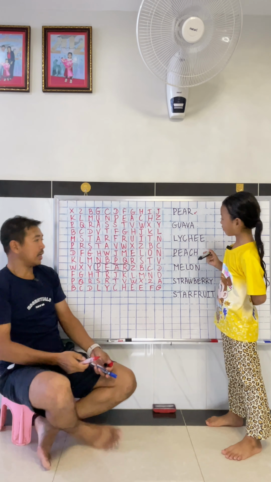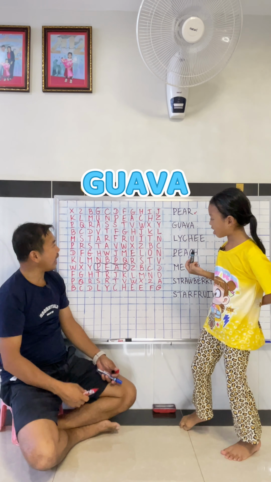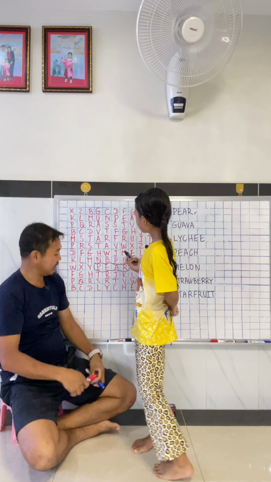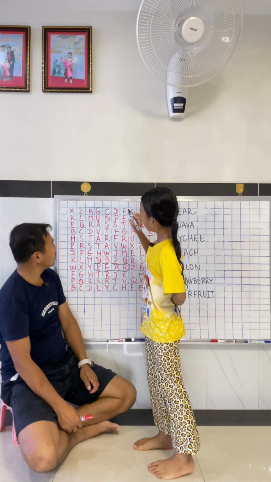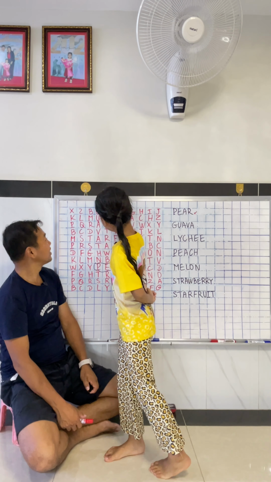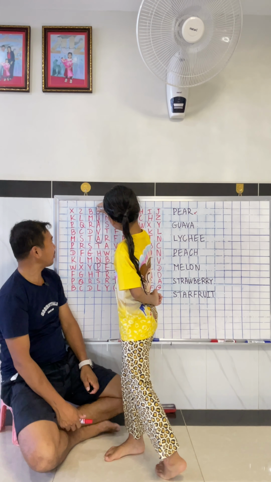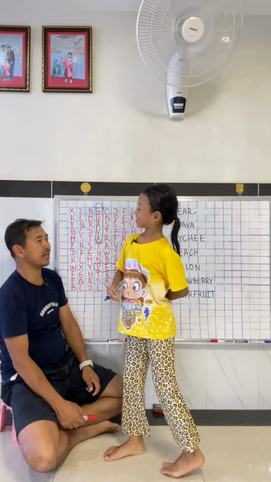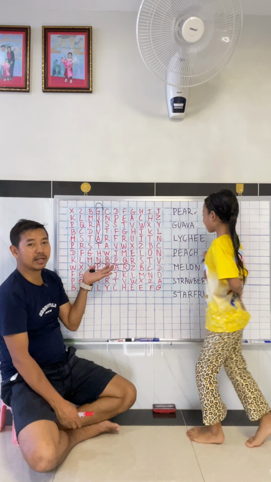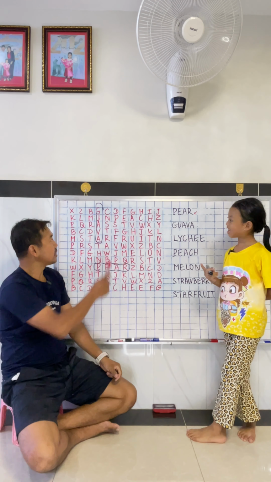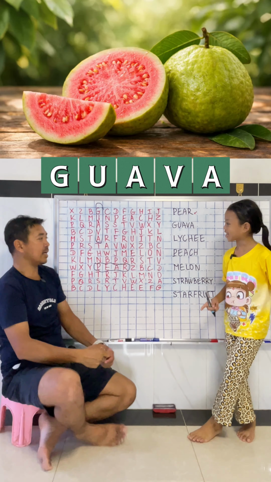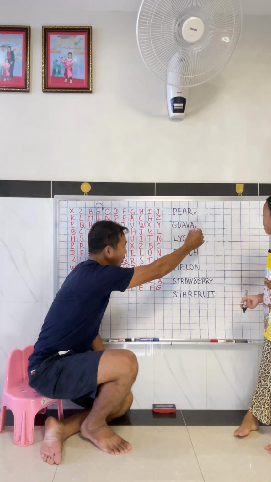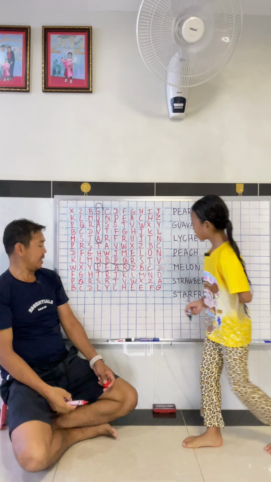And then guava. Start from letter G. I see guava. Okay, correct. Start from G, finish with A. So spelling guava again. G-U-A-V-A. Guava. Easy to find.